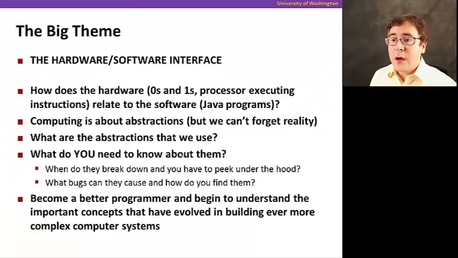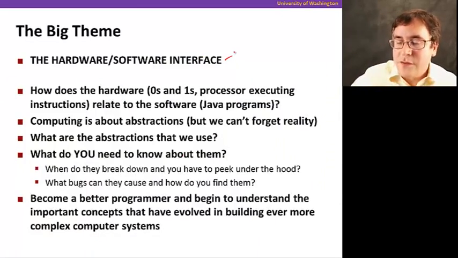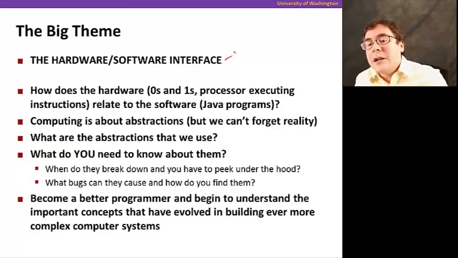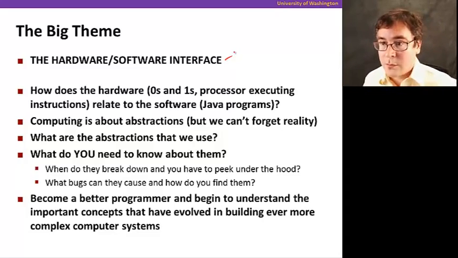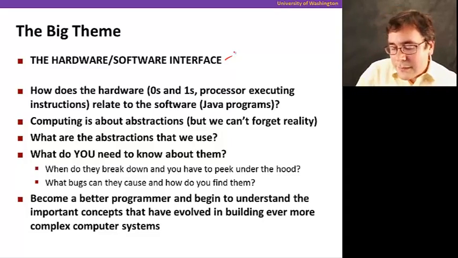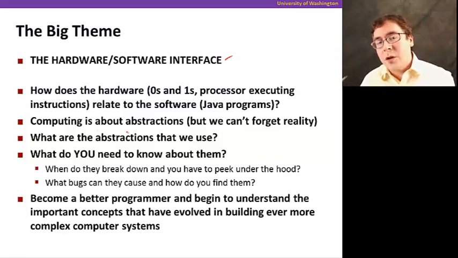So a big theme in this class is the hardware-software interface. That includes how the hardware, in other words, zeros and ones and a processor executing instructions, relates to software, for example, your Java program. The other part of this theme is that computing is about abstractions. Computer systems are complex. In order for humans to understand and design effective computer systems, we need abstractions. So computing is a lot about abstractions.